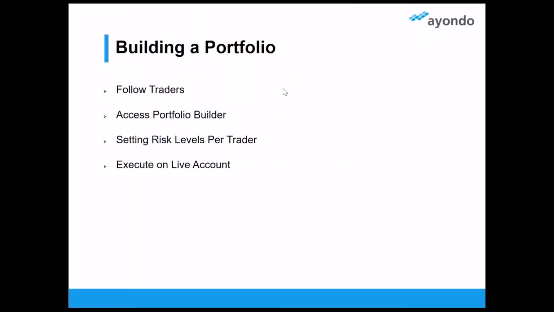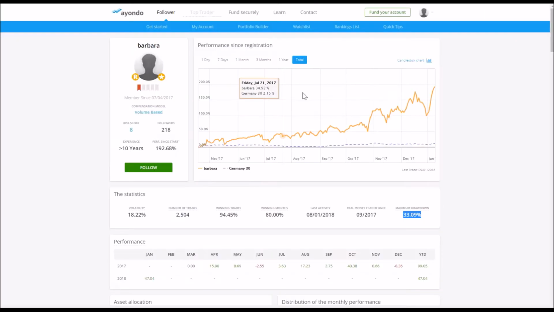So once we identify people who we think could be interesting traders, we're going to start following them. So we start following the traders. This puts them into our portfolio, and then before anything happens, we can set the level of risk we want per trader, and then have it all executed on a live account. So let's do that. Let's jump back in.